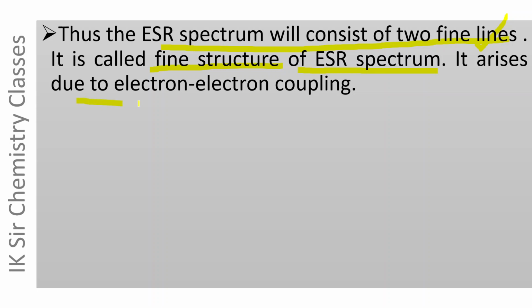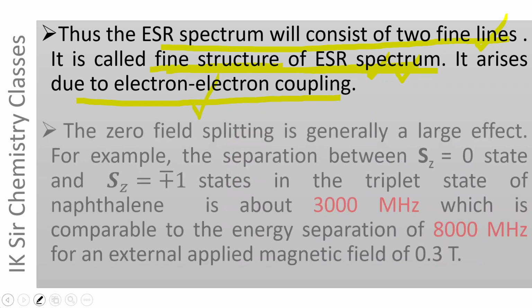It arises due to electron-electron coupling. The ESR spectrum of a molecule or ion having two unpaired electrons consists of two fine lines. It is called fine structure of the ESR spectrum, and it arises due to electron-electron coupling. Please remember that hyperfine structure is obtained in the ESR spectrum due to electron-nucleus coupling, while fine structure in the ESR spectrum is obtained due to electron-electron coupling.